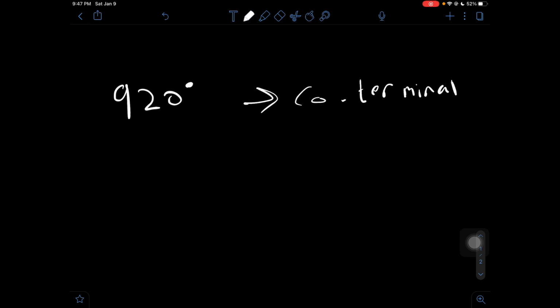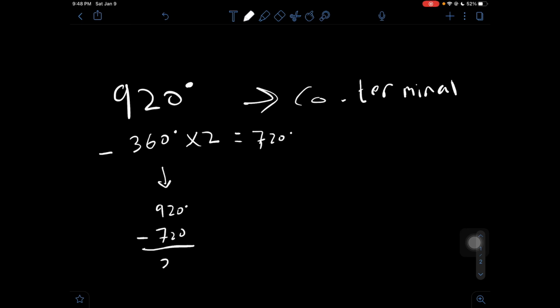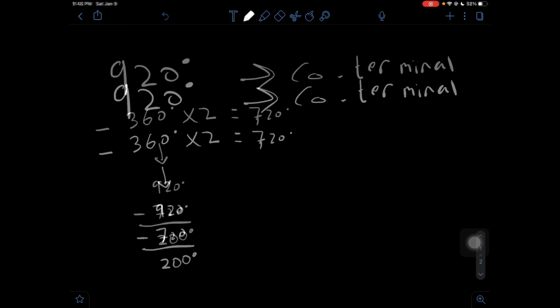That means that we can just try to think of a number that would be added or subtracted to 920, and that answer would be between 0 and 360. In my opinion, what I think we should do is multiply 360 by 2, which is 720 degrees, meaning that here we can subtract 720 degrees from 920 degrees, leaving us with 200 degrees.